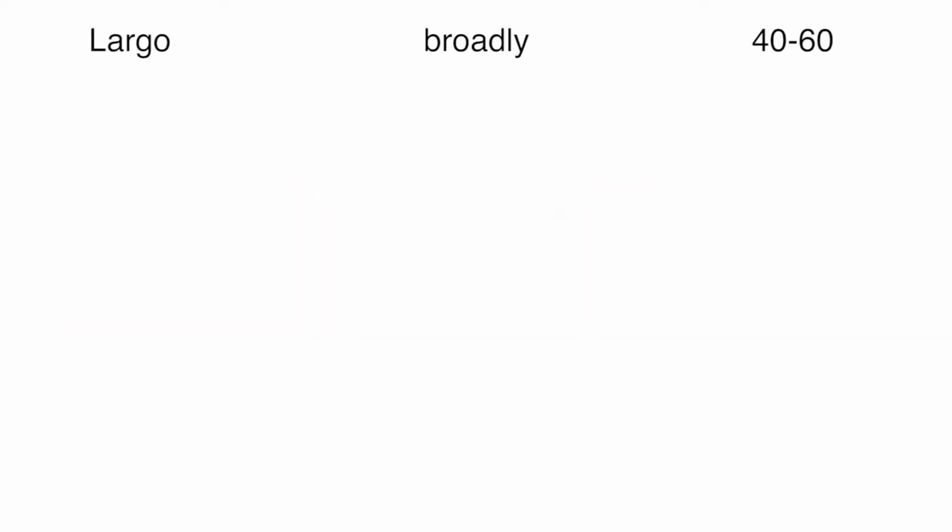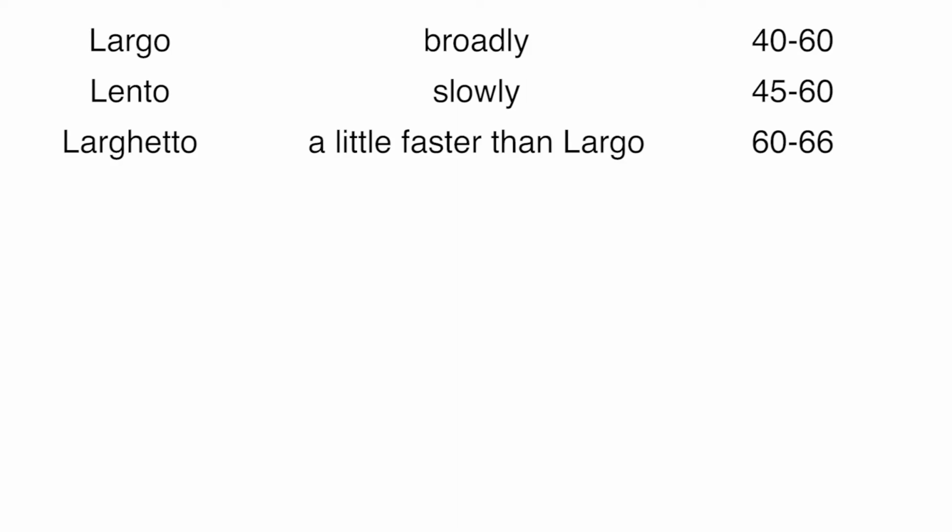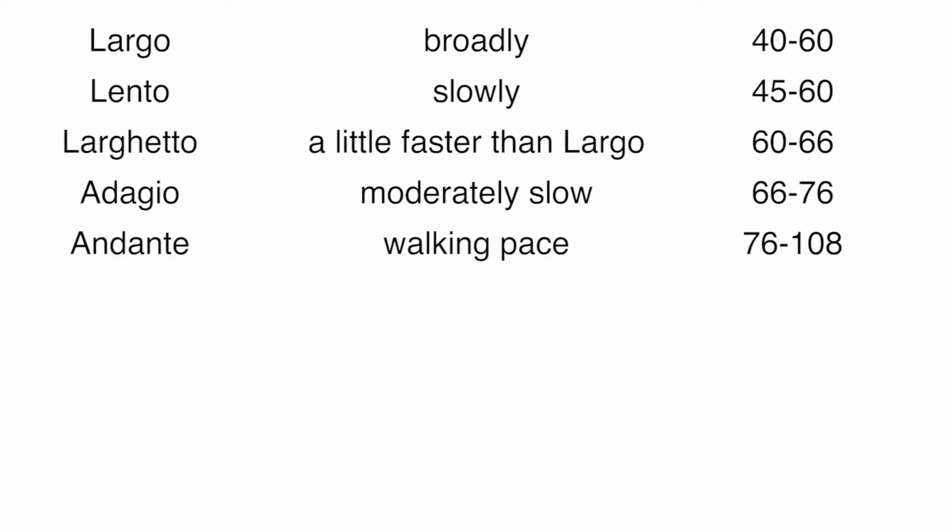Largo, meaning broadly, is between 40 and 60 BPM. Lento, meaning slowly, is between 45 and 60. Larghetto, meaning a little faster than largo, is between 60 and 66 BPM. Adagio, or moderately slow, is 66 to 76. Andante, or walking pace, is 76 to 108. Moderato, or moderately, 108 to 120.